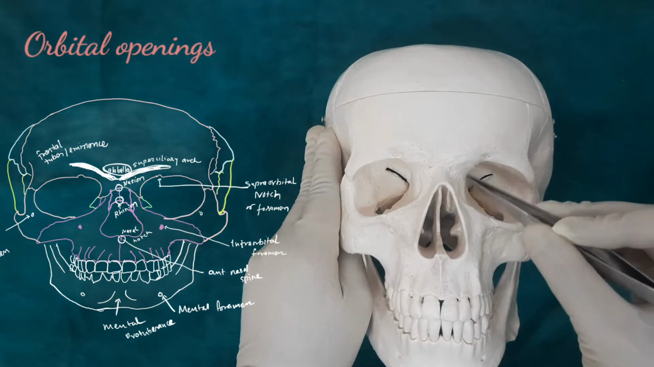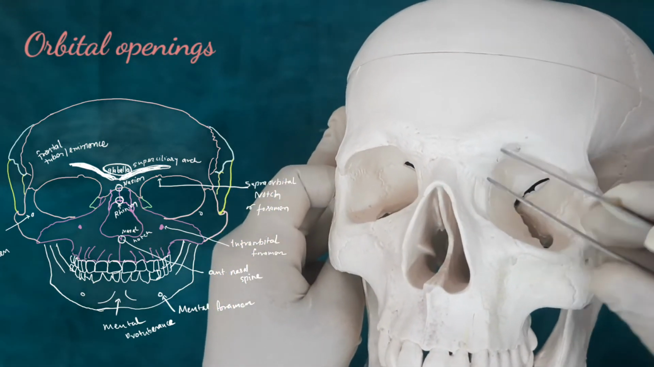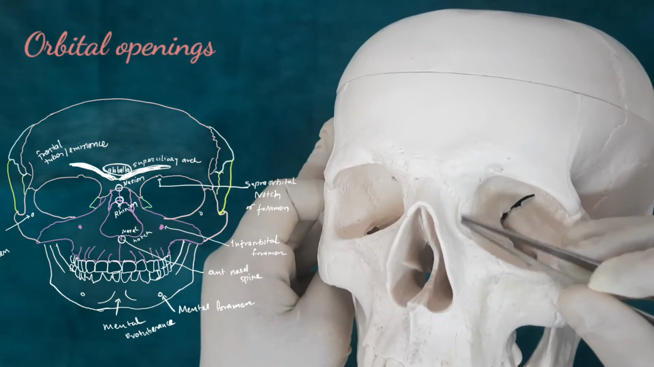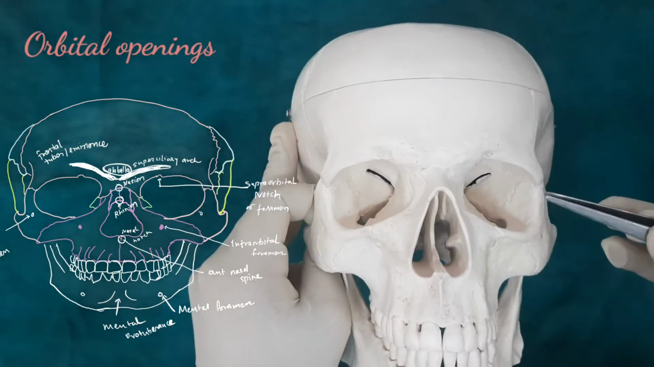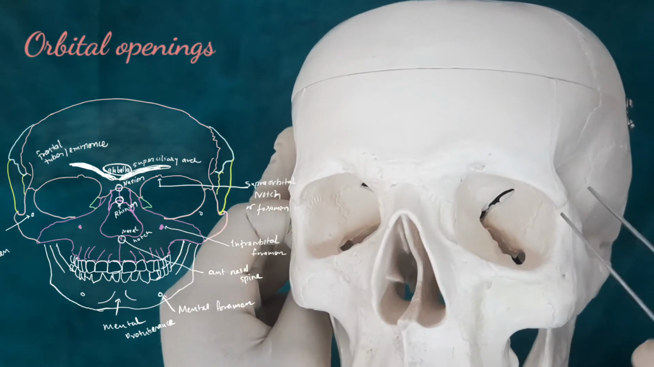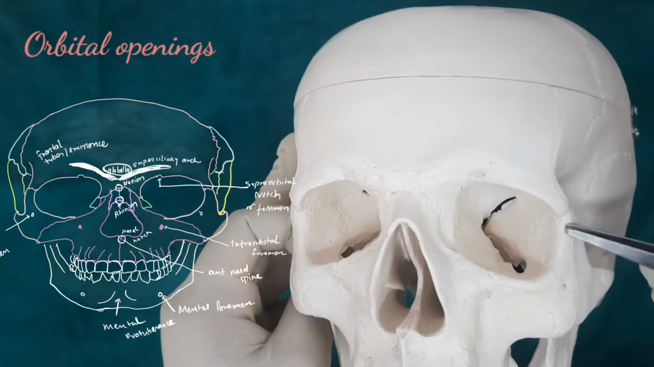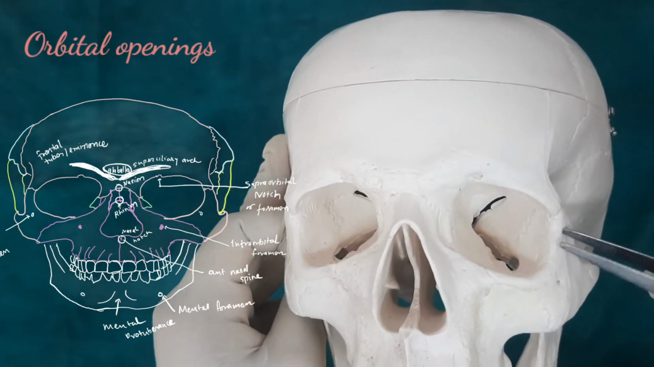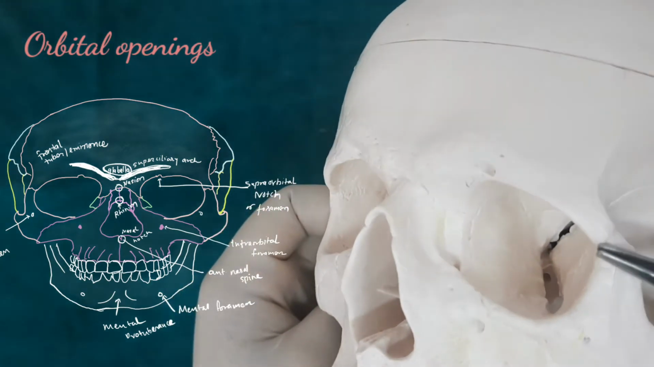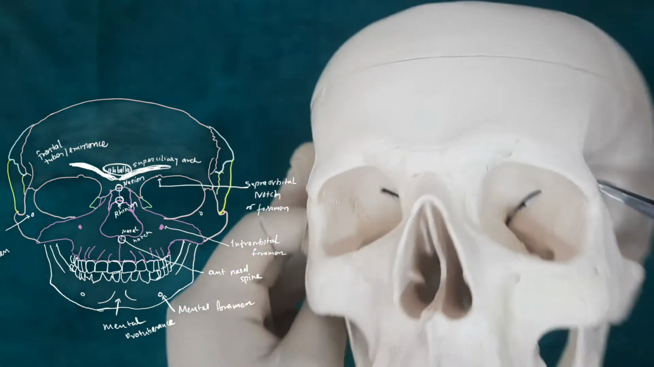formed by the maxilla. The medial orbital margin is ill-defined and it is formed by the frontal bone above and by the lacrimal crest of the frontal process of the maxilla below. Then the lateral orbital margin is formed by the frontal process of the zygomatic bone, but it is completed above by the zygomatic process of the frontal bone, and here we can see the frontozygomatic suture.